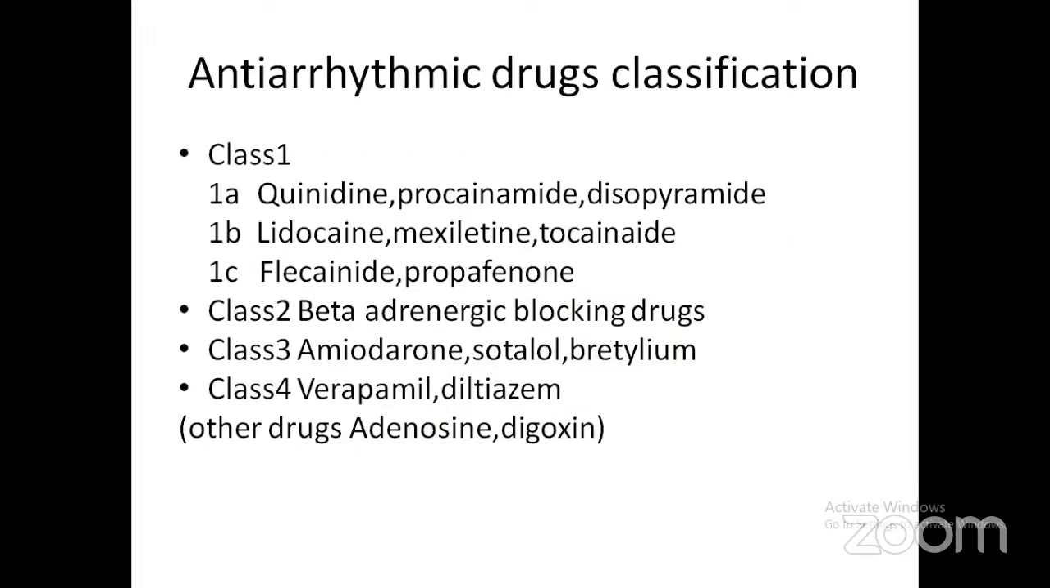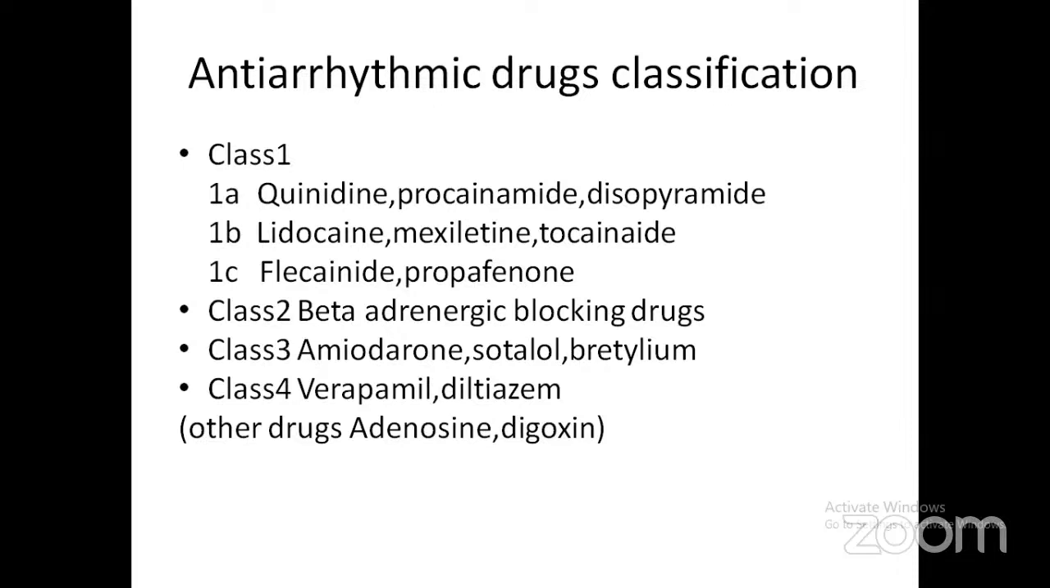Classification of antiarrhythmic drugs: Vaughan Williams classification is based on effects on the cardiac action potential. Class 1 is divided into 3 groups: A, B, C. 1A examples are quinidine, procainamide, disopyramide. 1B examples are lidocaine, phenytoin, tocainide. 1C examples are flecainide, propafenone.